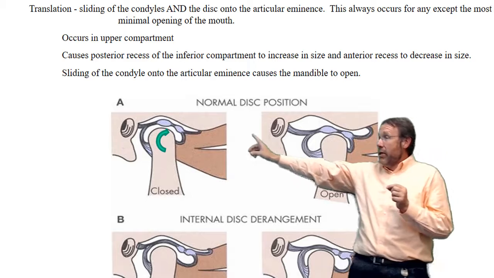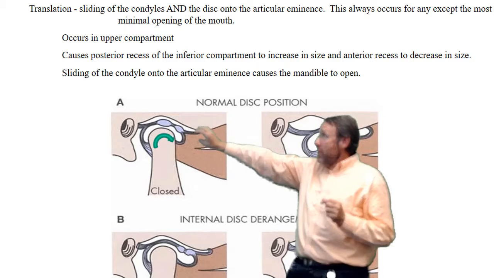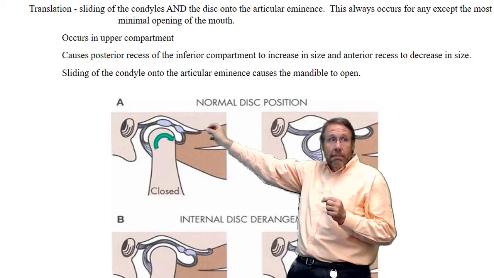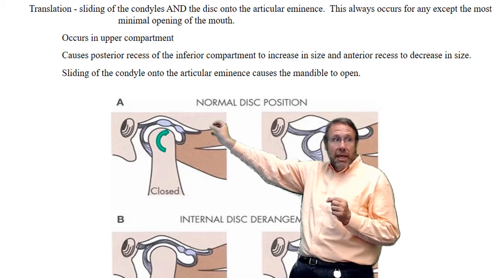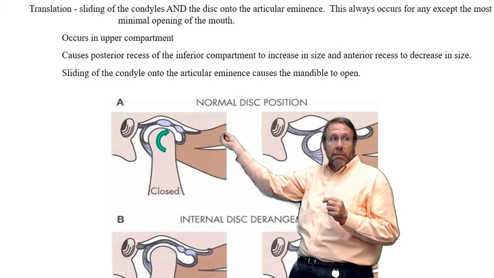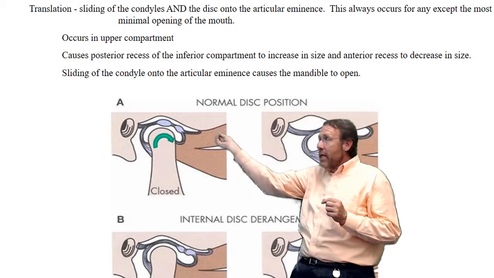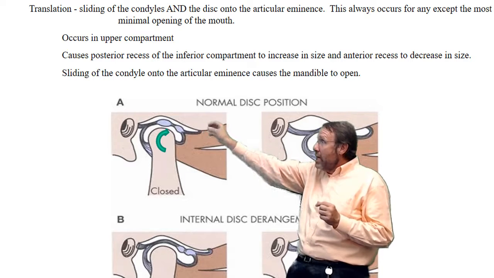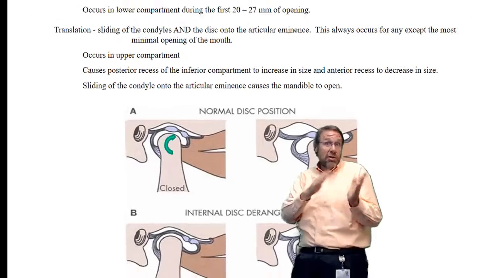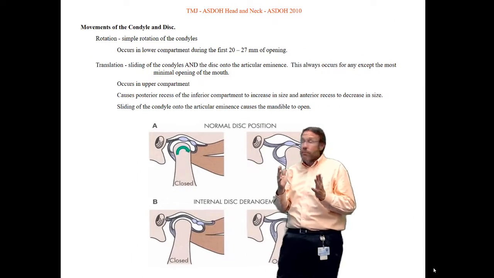And we'll kind of show you here. So this rotation is going to happen. That condyle is just going to rotate right within the compartment, but the disc is going to stay in place. So you watch that as it rotates like that within that lower compartment. We'll show that again, right? That condyle rotates right in that lower compartment, and that's the rotation. And that only happens within the first 20 or 27 millimeters of opening.